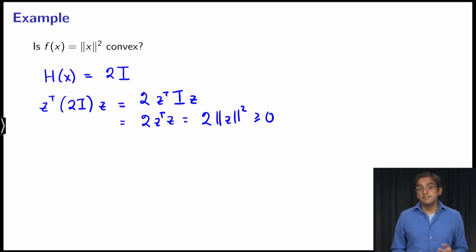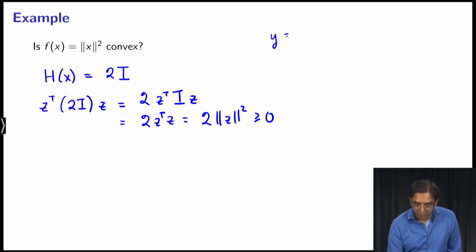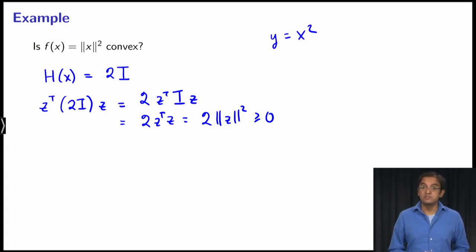Another way to see it is that that matrix, twice the identity, is a diagonal matrix, and all the entries along the diagonal are positive. So the matrix is positive semi-definite. Good, so f is a convex function. It looks like a bowl. And in fact, it's the high-dimensional analog of our classical convex function y equals x squared. This is the d-dimensional version of exactly the same thing.